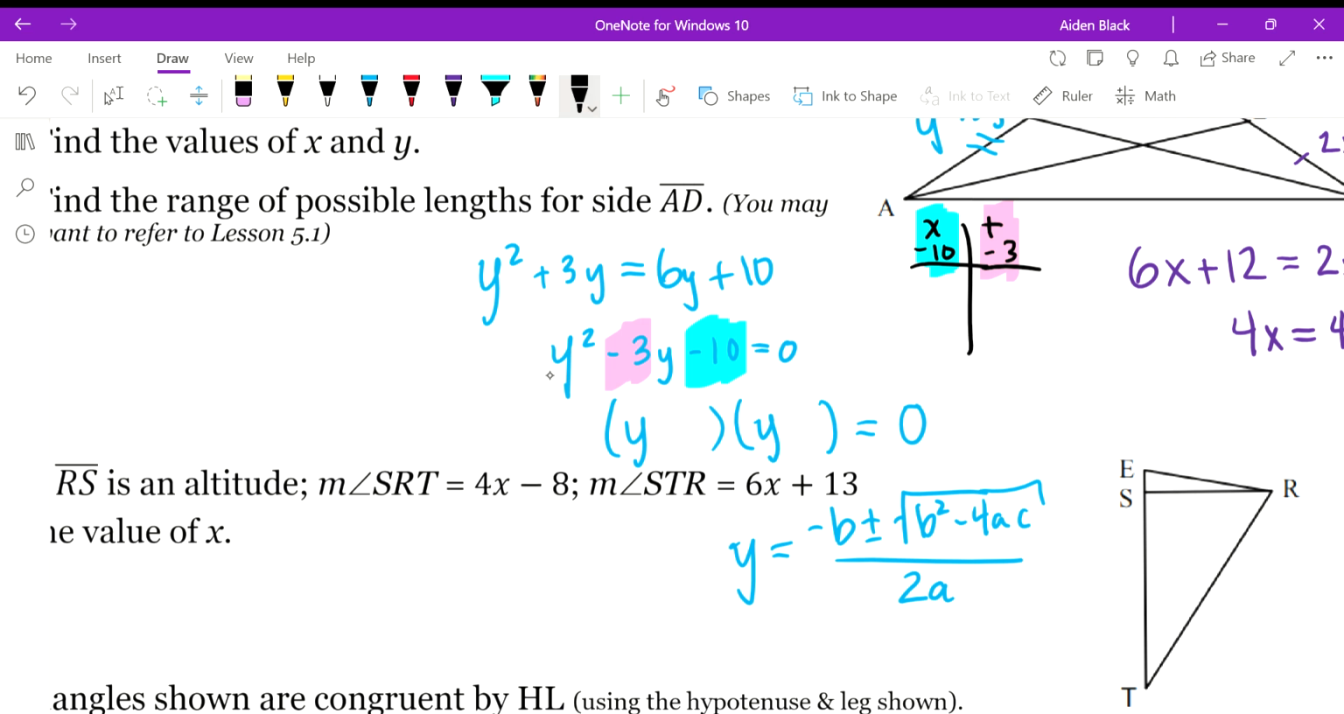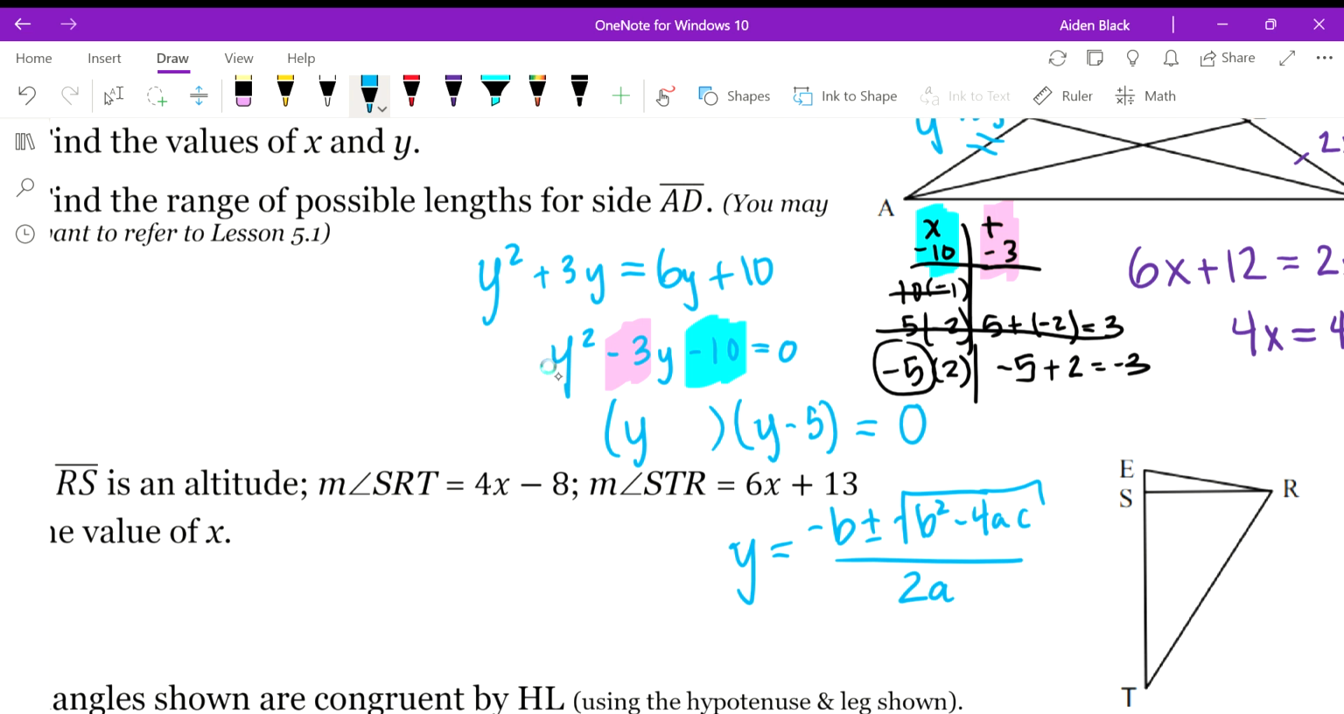So what two numbers multiply together to get negative 10? Well, 10 times negative 1, that doesn't work. When I add those, I get 9. How about 5 times negative 2? If I do 5 plus negative 2, notice their sum is not negative 3, it's positive 3. So that's not going to work. Finally, I do negative 5 and positive 2. Negative 5 plus positive 2 equals negative 3. So these are my two terms, negative 5 and positive 2.